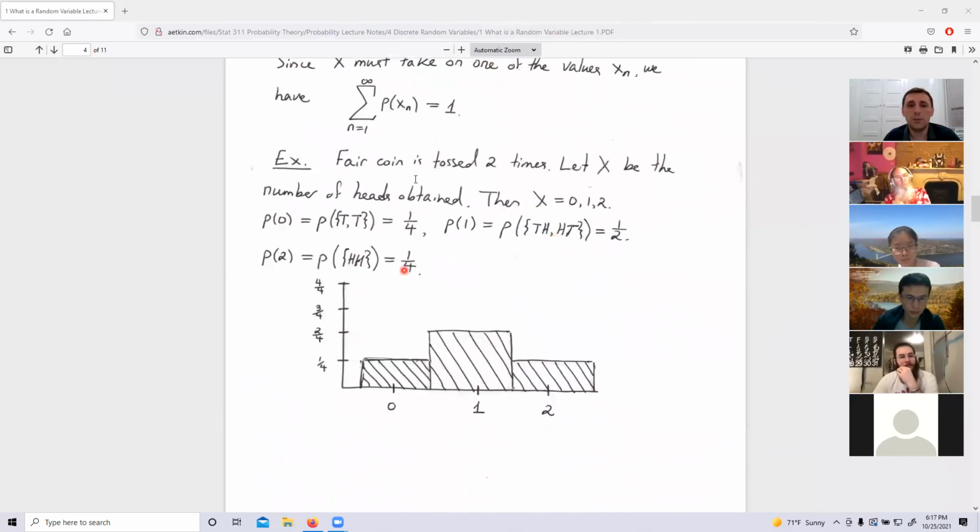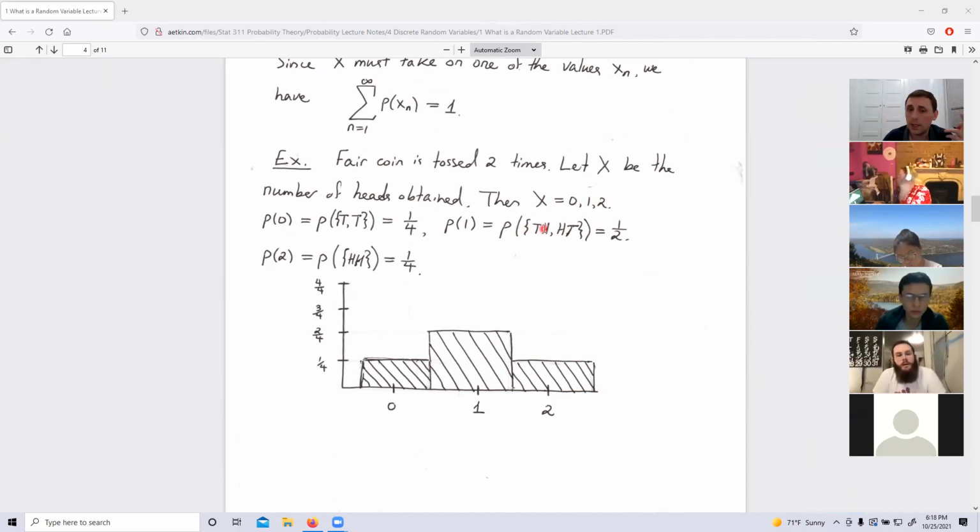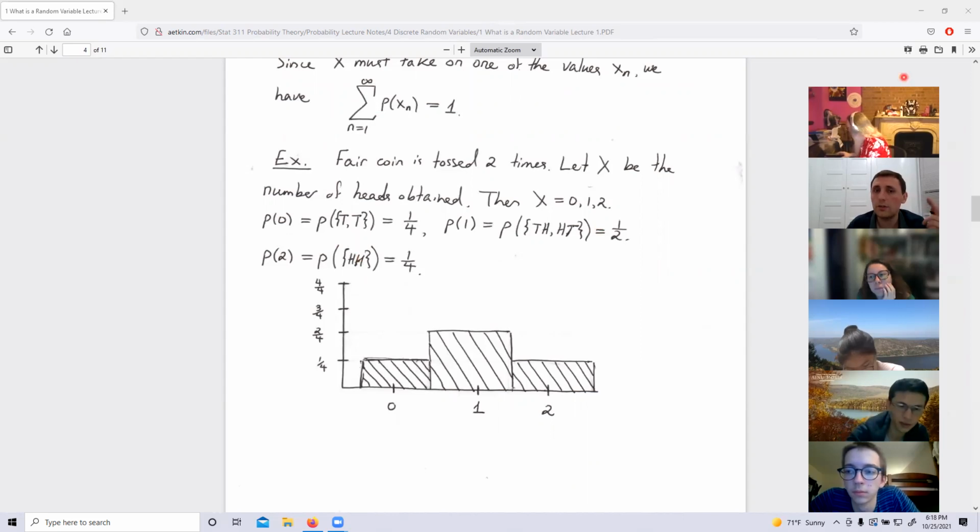So then we spoke about this labeling. A fair coin is tossed 2 times. Let x be the number of heads obtained. So we have 3 labels: label 0, label 1, and label 2. Actually, 4 universes. Exactly 1 universe is labeled as 0. That's when I have 2 tails. Exactly 2 universes are labeled as 1: tails heads or heads tails. And exactly 1 universe is labeled as 2. That's heads heads. And you can see the probabilities of each. Makes sense? So 1/4, 2/4, and 1/4.